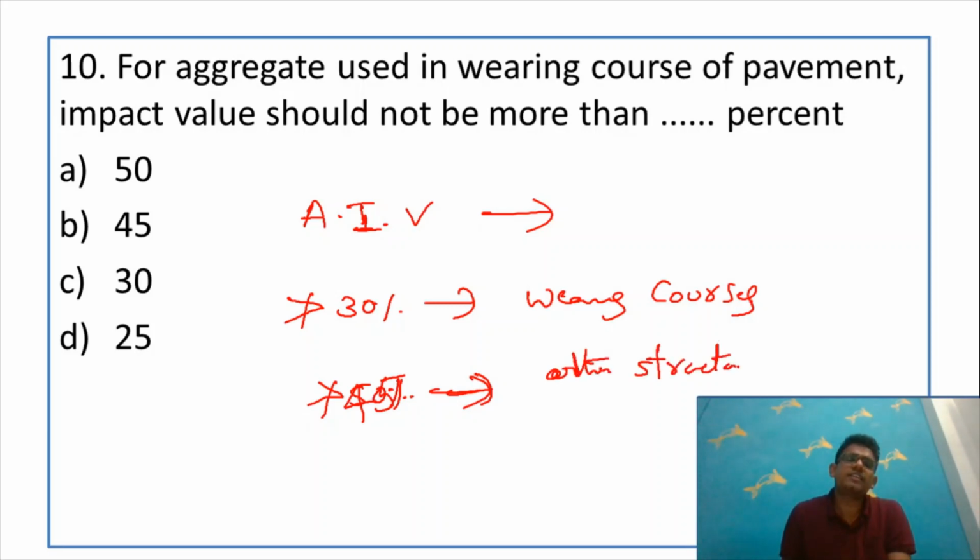That means in all other cases it should not be more than 45%, but when it comes to the wearing courses in pavements, that should not be more than 30%. So what is the answer here? 30%. Suppose here if they have mentioned anything other than the wearing course, then what will be the value? 45.